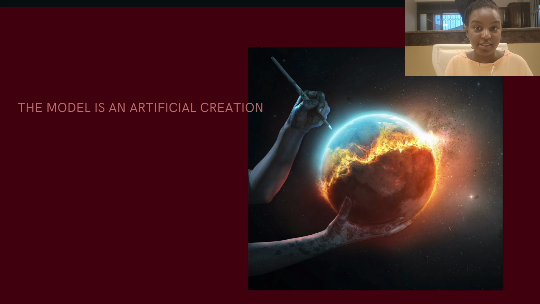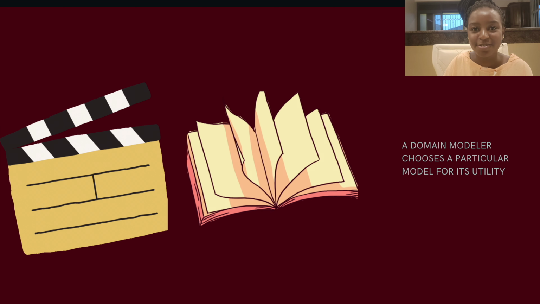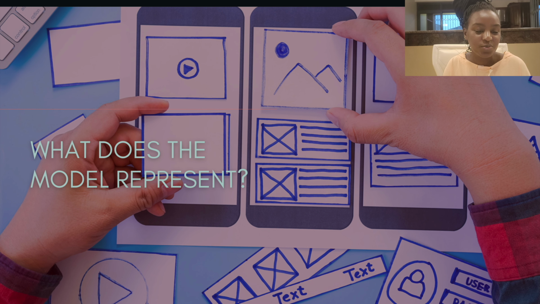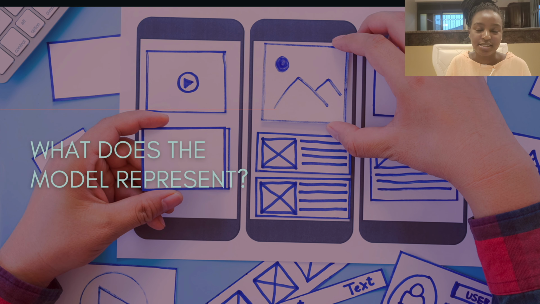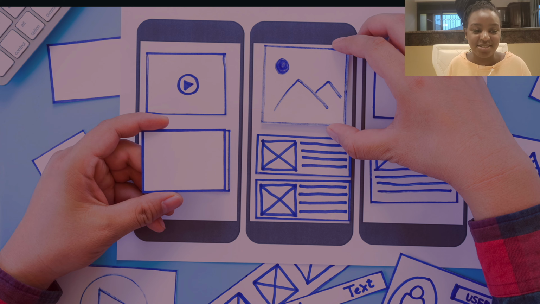We also need to remember it is not the construction of a software mechanism that gives the necessary results. At the end of the day, this is an artificial creation. It didn't exist. It's a model created out of nothing. A domain modeler will choose a particular model for its utility. So what does the model represent? We've checked what it is not, we've checked what it is. So what does it represent?